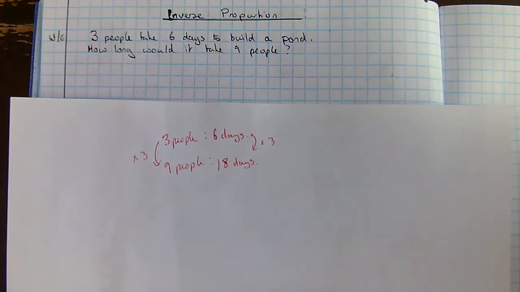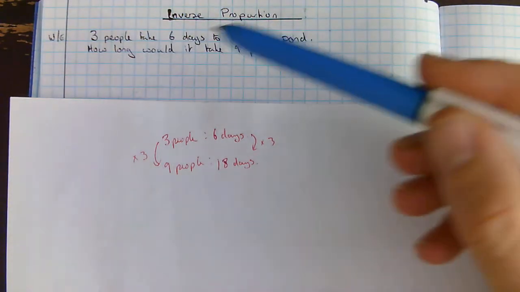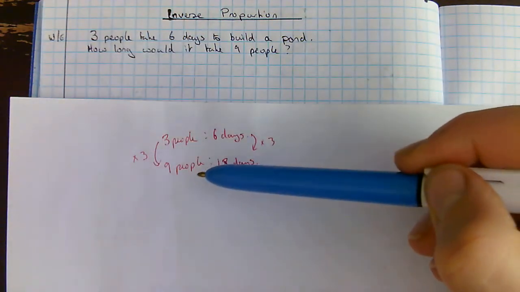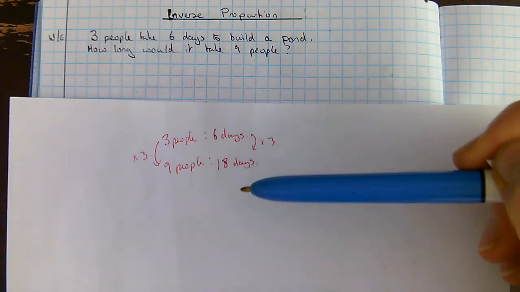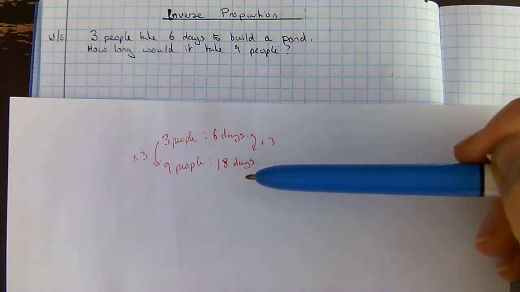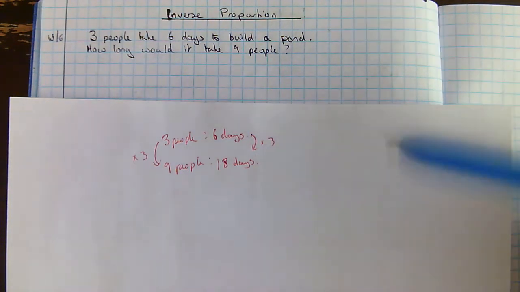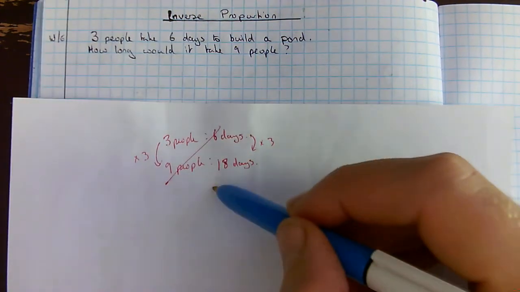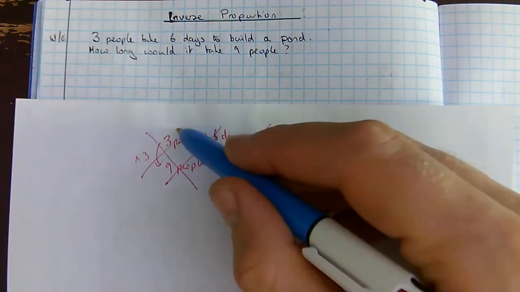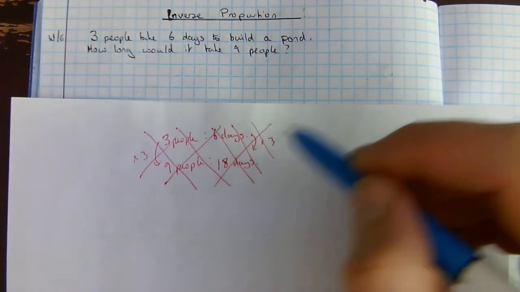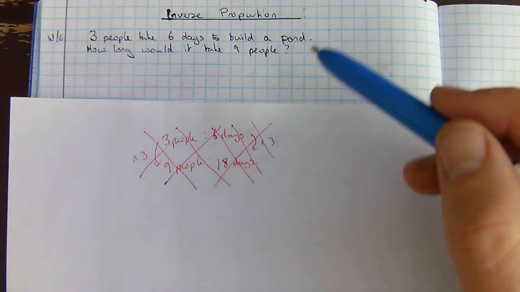Now just have a think, does that make sense? If 3 people took 6 days to build a pond, would it really take more people more time? Does it really make sense if you have more workmen on a task that it takes them more time to complete? No, it doesn't. These are in inverse proportion, so you cannot use the method of multiplying one to multiply the other. Be really careful. As soon as it's anything about work rate, then you are looking at what we call inverse proportion.